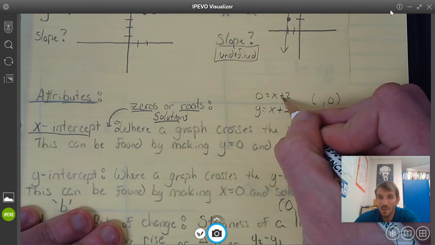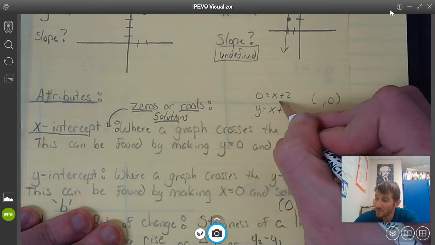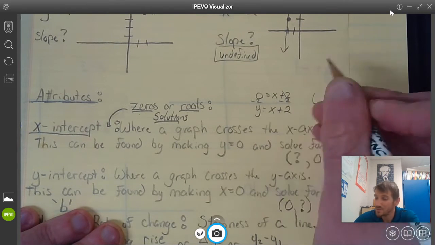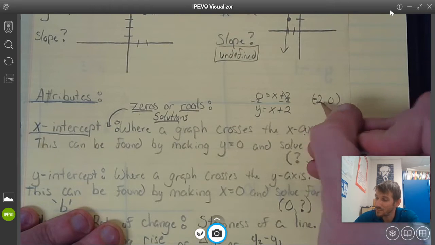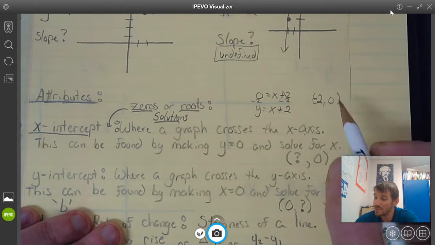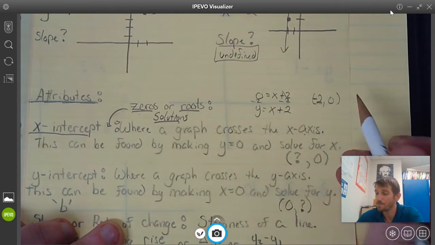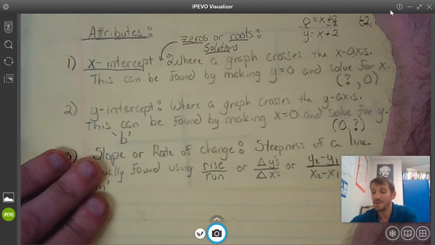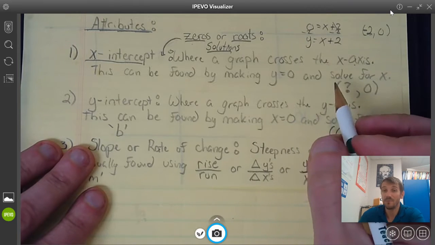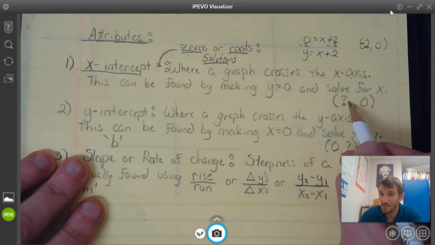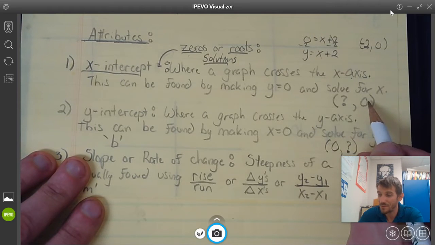Well, subtract 2 from both sides. X equals 0 minus 2, which is negative 2. And if you graph this equation I just gave you, your x-intercept would be at negative 2, 0. All right, next. And fun fact, on an XY chart, you always know it's your x-intercept if you have a number and the y is 0.